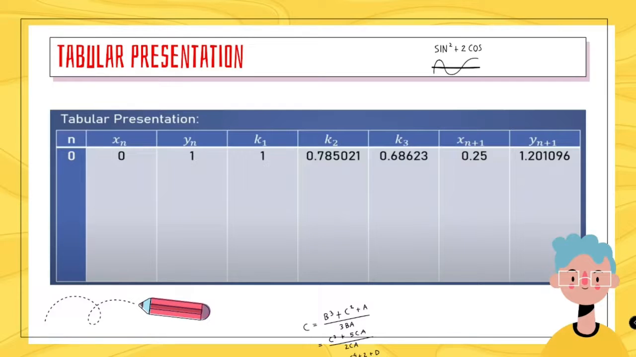n equals 0, x sub n equals 0, y sub n equals 1, k sub 1 equals 1, k sub 2 is 0.785021 and k sub 3 is 0.68623. X sub n plus 1 is 0.25, and y sub n plus 1 is 1.01496. Since the x value has not been reached yet, we proceed to the next iteration, but I skipped it because the discussion is already long.